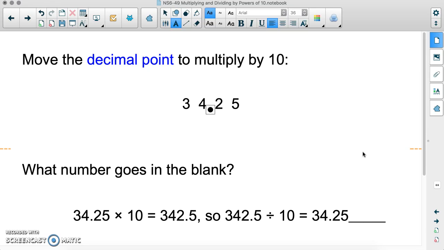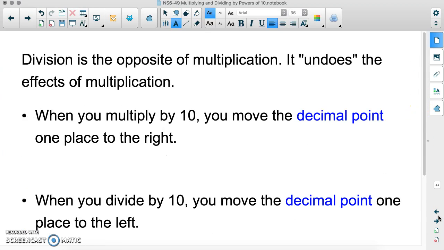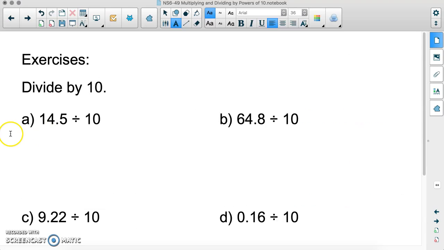How do we know that this works? Well, we know that division and multiplication are related. So division actually undoes multiplication. Okay. So when you multiply by 10, you move the decimal point one place to the right. When you divide by 10, you move the decimal place one place to the left. So let's practice this with some exercises.